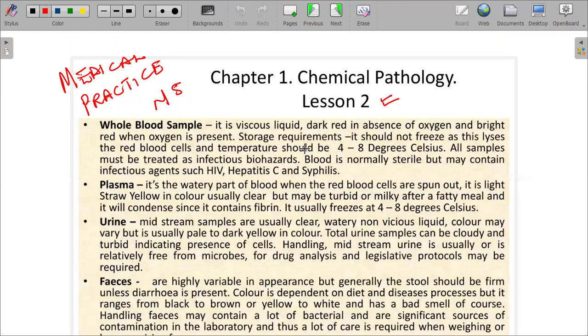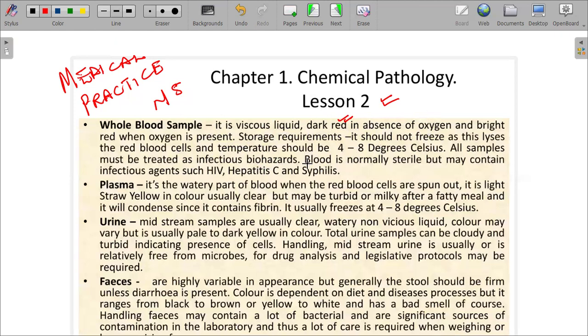Whole blood sample. It is a viscous liquid, dark red in the absence of oxygen and bright red when oxygen is present. And then storage requirements: it should not freeze, as this lyses the red blood cells, and the temperature should be between 4 to 8 degrees Celsius. This is just the storage requirement for a whole blood sample.